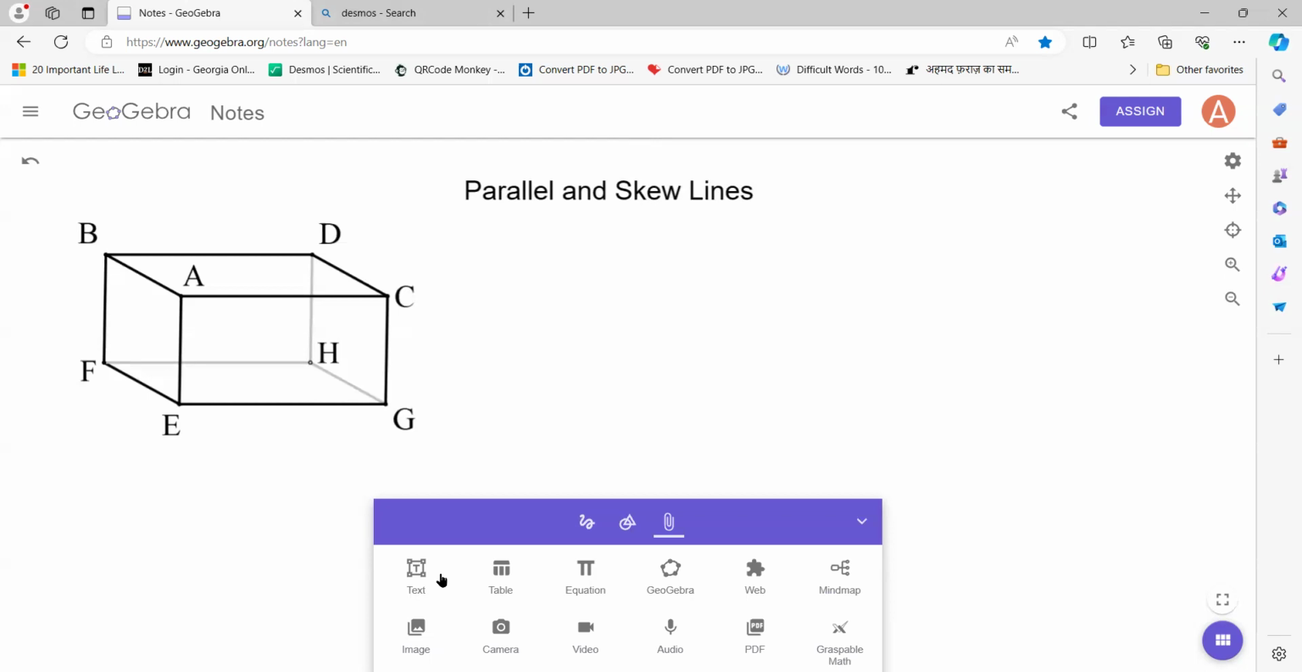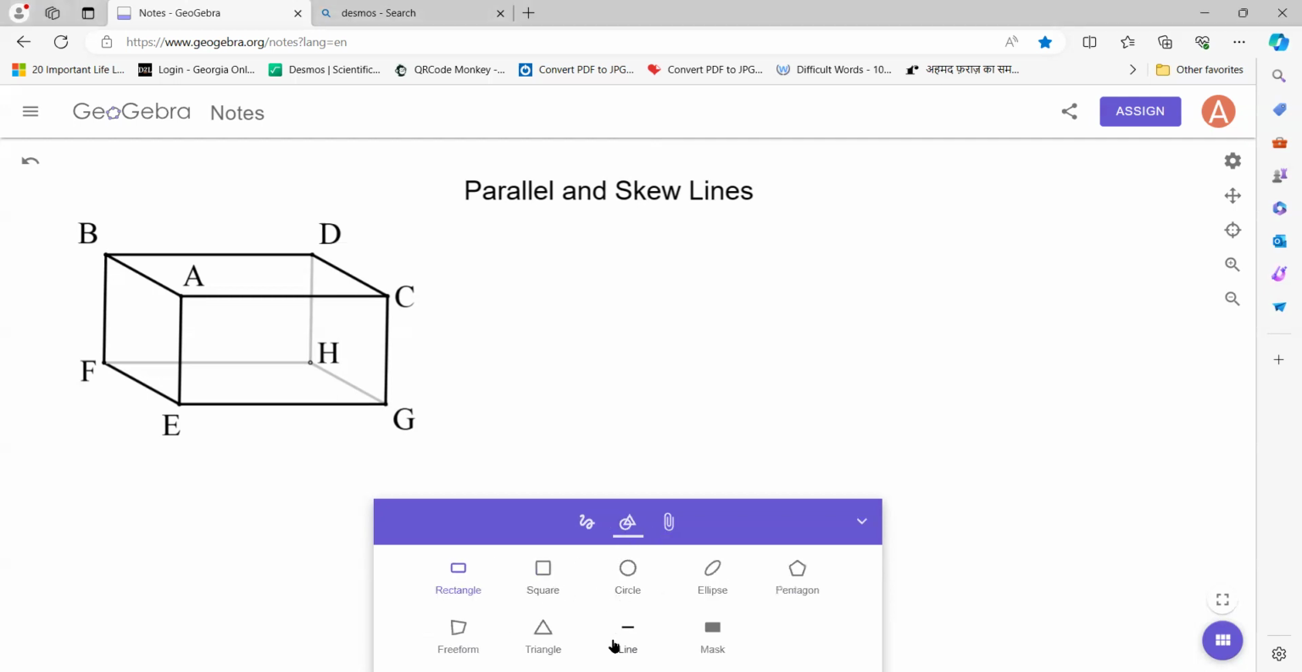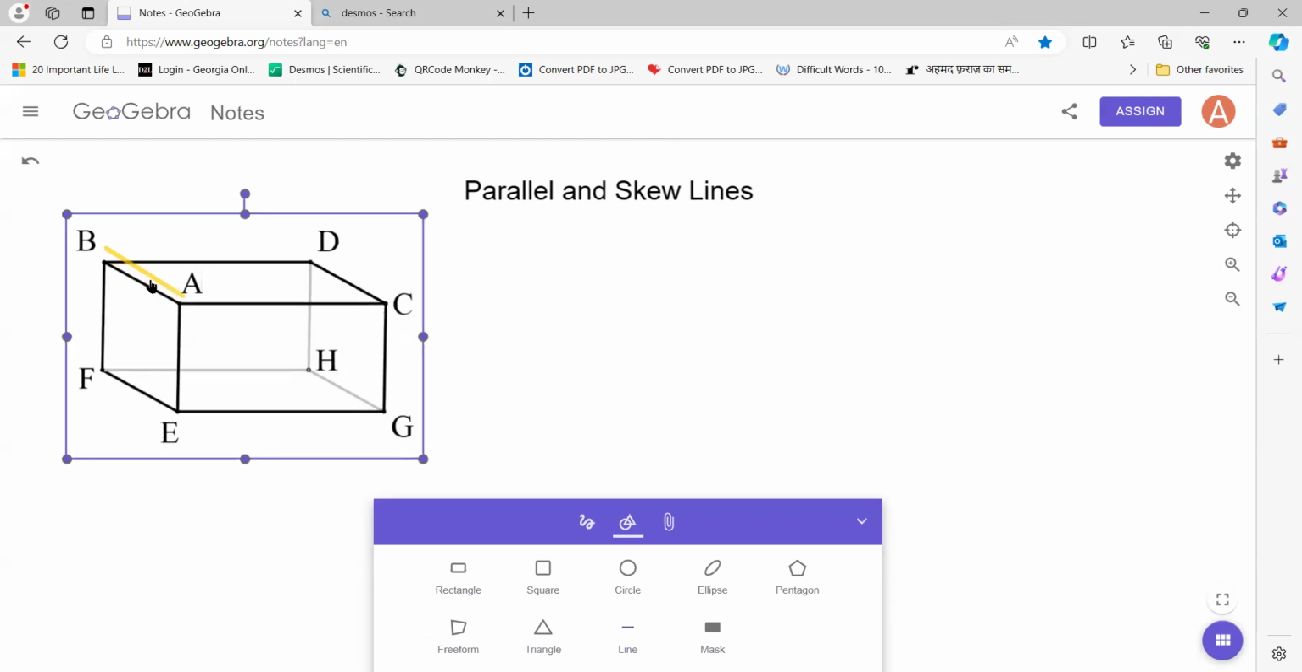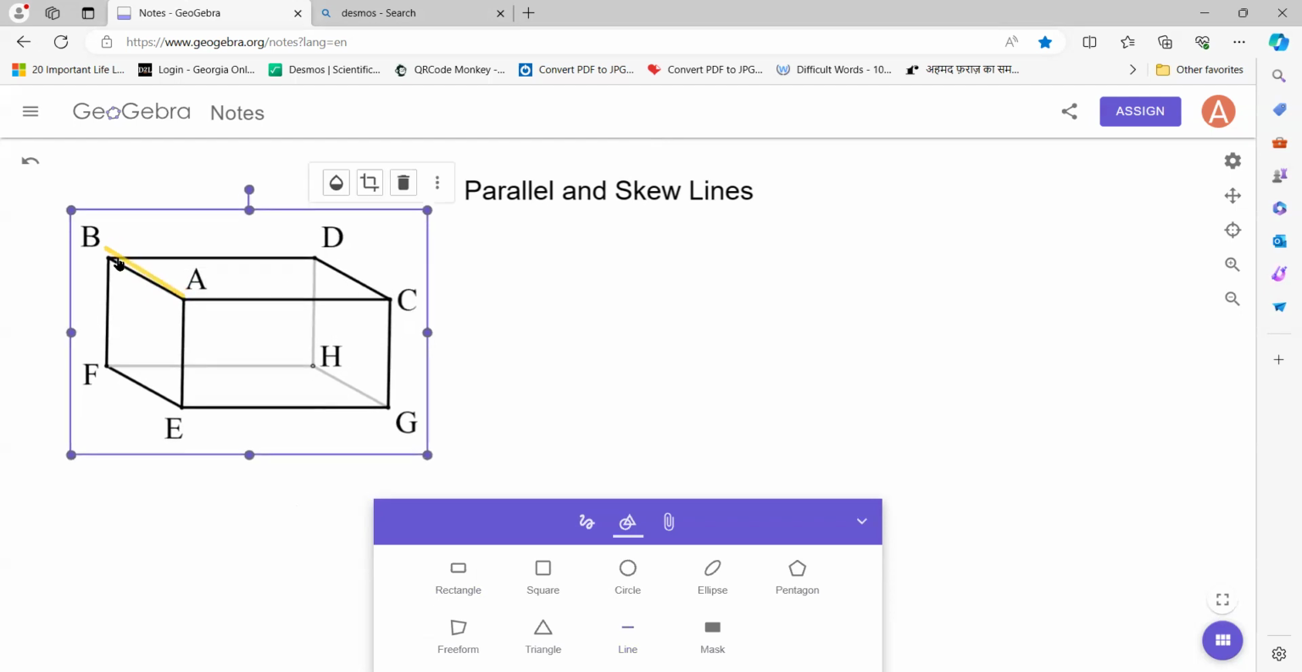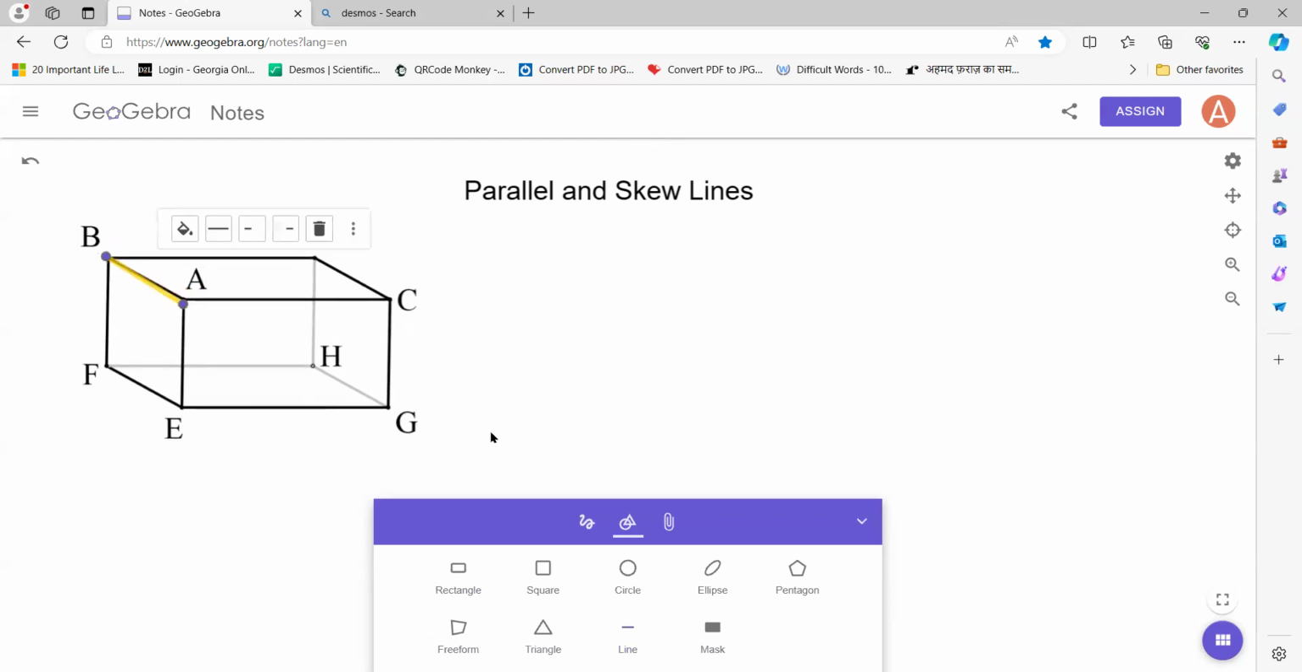So in this figure, let me see if I can draw things properly. In this figure, these two lines, AB, I'm going to make it yellow so that it stands out, AB and DC are on the same plane, and they're parallel because they don't meet.